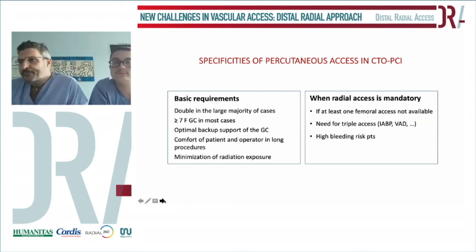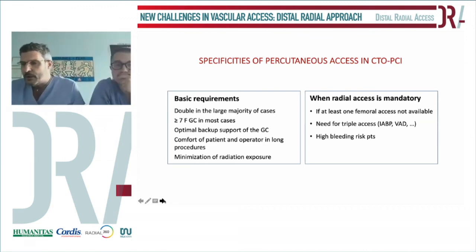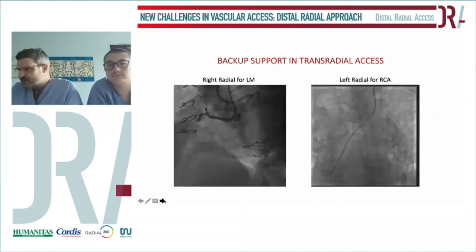So we know that we can use the radial access for CTO PCI, but we all know that sometimes during CTO PCI it's better to have a 7 French or bigger guide catheter in order to be able to perform different techniques during the procedure. So this was our aim: to evaluate the feasibility of distal radial access using a 7 French guiding catheter.